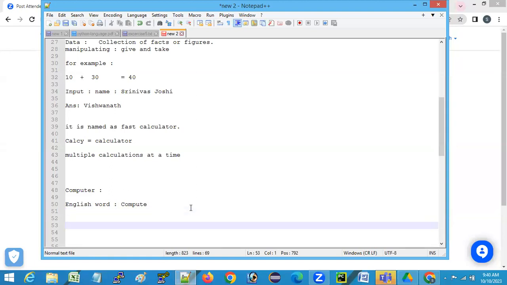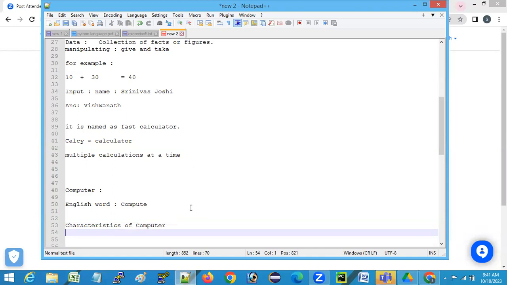Now, next one, see, the very simple things again, characteristics. Now, the question is, why, sir, are all the people behind this computer? What are the characteristics of the computer? That is an important question that will arise in our mind. So what are the characteristics of a computer? Now, there are 6 characteristics.